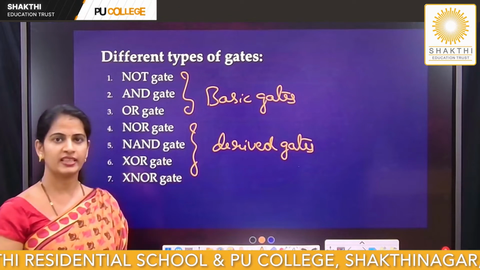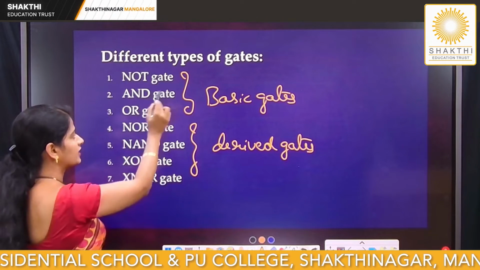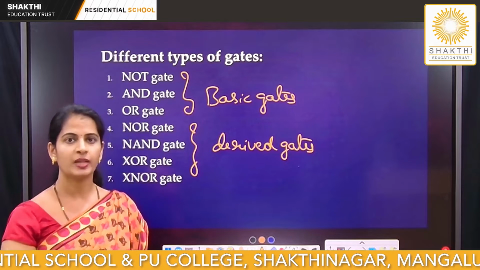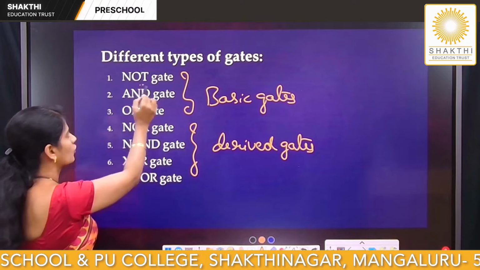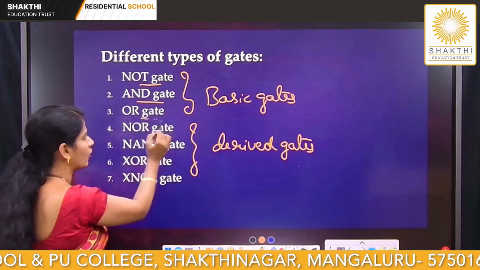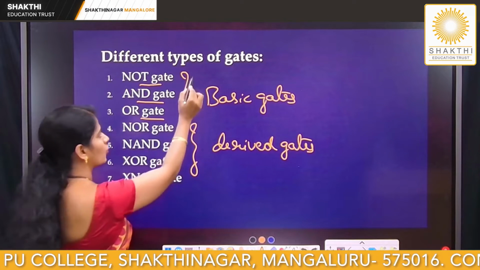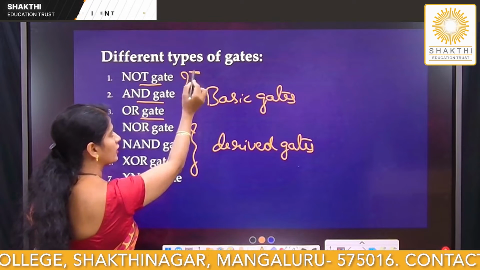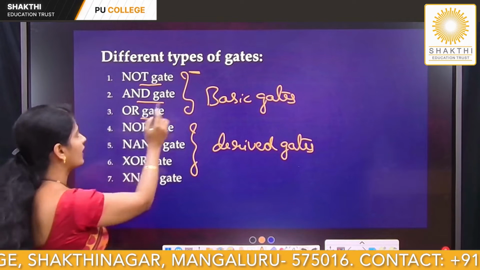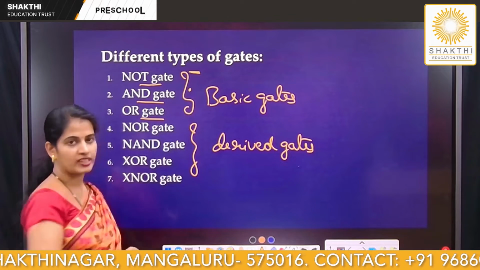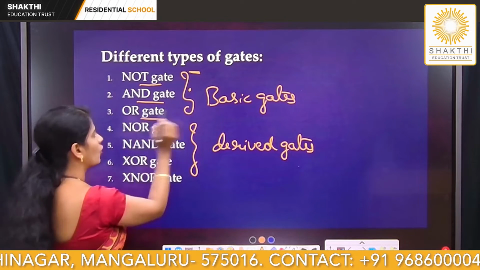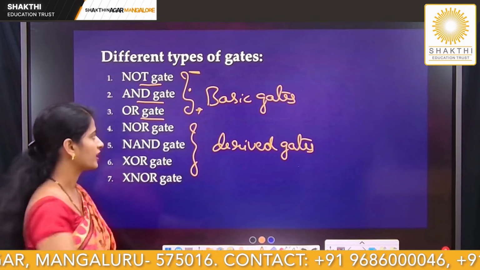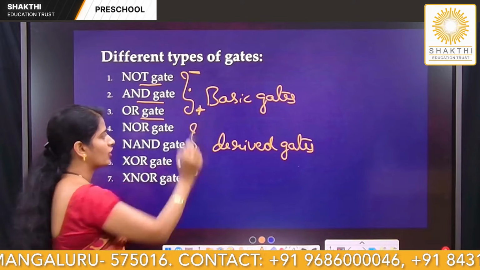So what do you mean by basic gates and derived gates? Basic gates are the gates with which we perform three basic operations, that is NOT operation, AND operation and OR operation. NOT operation is always a complement and we denote it using a bar, AND operation with a dot, we call it a dot operation, and OR with a plus operation. We are going to perform the plus operation.